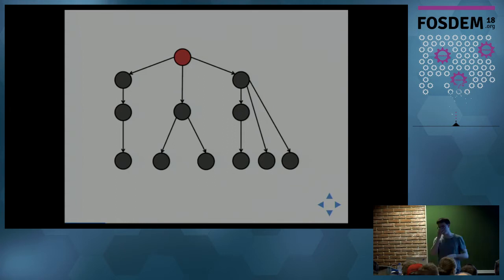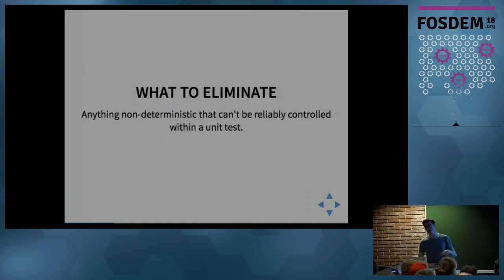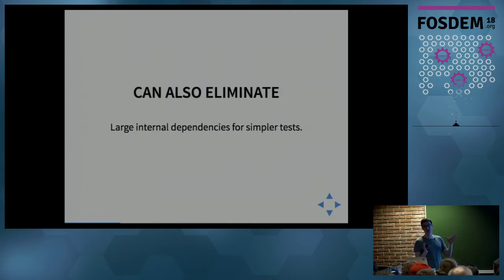So the solution to this is to simply mock out or create fake implementations of the direct dependencies to simplify the actual overall test fixture itself. We typically eliminate anything that's non-deterministic that can't be reliably controlled in a unit test: data sources, network connections, potentially libraries that have global state, some horrible library that you end up using. And you can also eliminate large internal dependencies as well. There are advantages and disadvantages to doing that, but if you've got particularly large, complex dependencies that take a long time to set up, you can eliminate those as well.